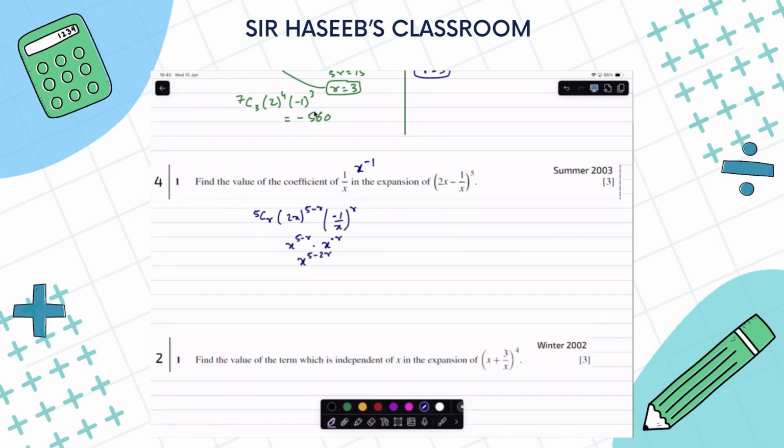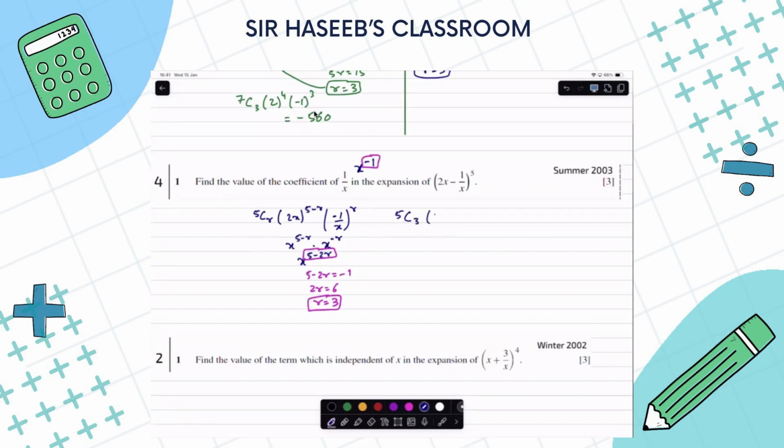Okay. I want this 5 minus 2r to be equal to negative 1. So that's 2r equals 6. r equals 3. Got it? That means the r value is going to be 3. Then you are going to get the coefficient of x power negative 1, or 1 over x.